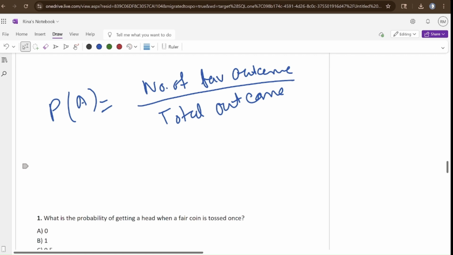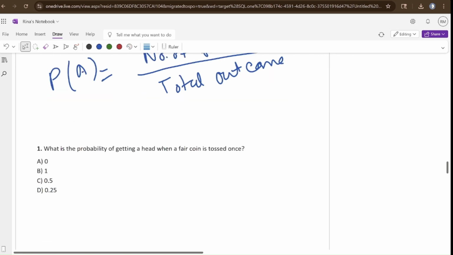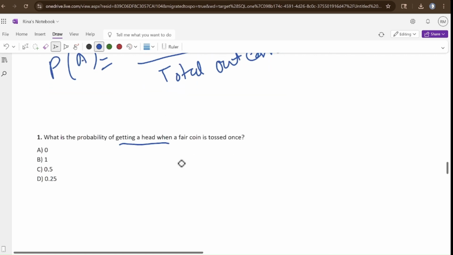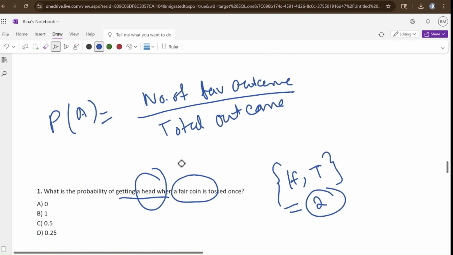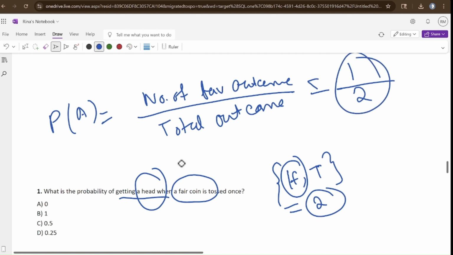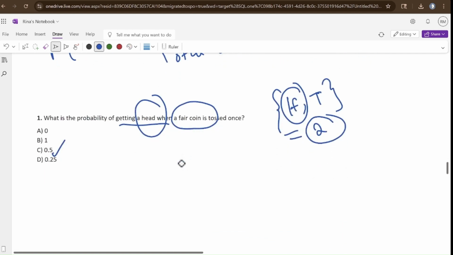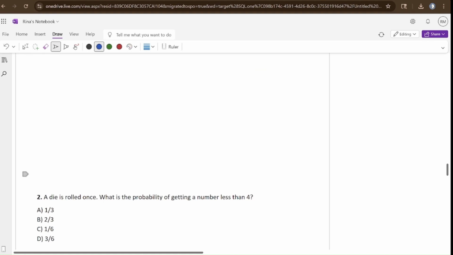Okay. So now, first question, getting a head when a fair coin is tossed. When a fair coin is tossed, it will either be head or tail. So total number of outcomes is 2. But what is my favorable outcome? That is getting a head, and head will appear one time. So the favorable outcome is 1 divided by total outcomes 2. So the probability will be 1 by 2 or 0.5. Clear?